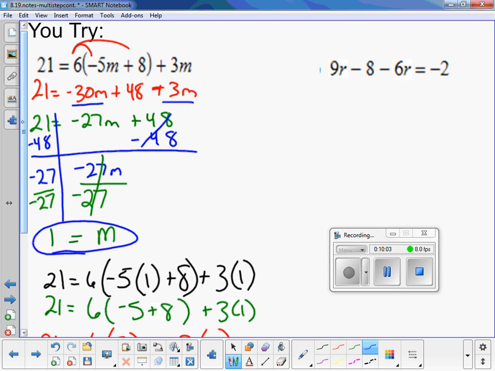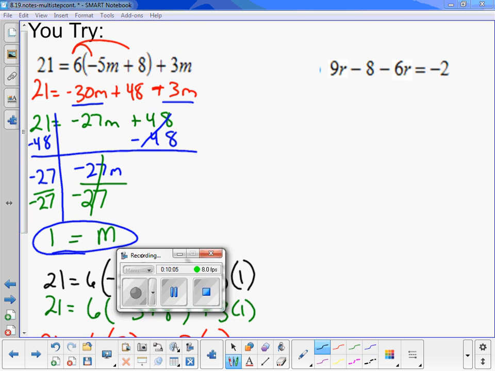So then the next problem, if I look at the left-hand side, it is not as simple as it gets because I have a 9r and a negative 6r that can go together. So if I have a positive 9r and a negative 6r, positive 9 and negative 6 gives me positive 3. So I have a positive 3r from those two. And then I bring down that minus 8 equals negative 2.